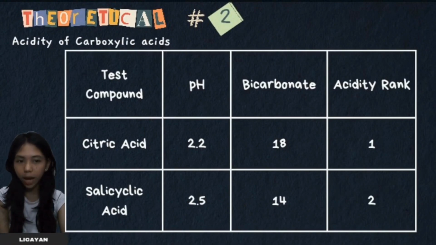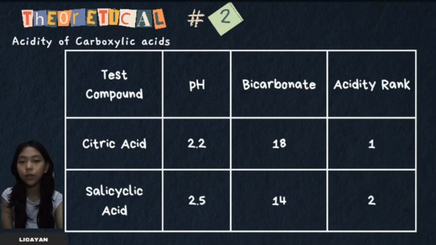And lastly, we have salicylic acid. pH is 2.5, 14 drops. Acidity rank is number 2. Overall, this experiment highlights the diverse factors influencing the acidity of carboxylic acids, including molecular structure and functional groups, providing a deeper understanding of their chemical properties.